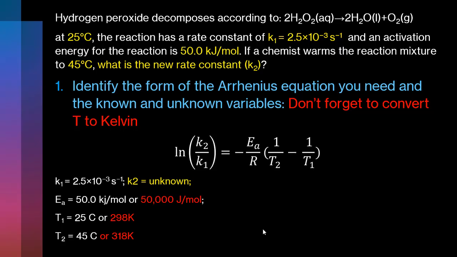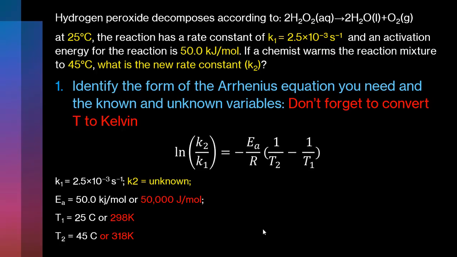So let's use our hydrogen peroxide example again. Here we're told hydrogen peroxide decomposes according to the balanced chemical equation. For every 2 molecules of hydrogen peroxide, we get 2 molecules of water and 1 molecule of oxygen. At 25 degrees Celsius, the reaction has a rate constant of k1 equal to 2.5 times 10 to the minus 3 inverse seconds, and an activation energy for the reaction is 50.0 kilojoules per mole. If a chemist warms the reaction mixture to 45 degrees Celsius, what is the new rate constant?